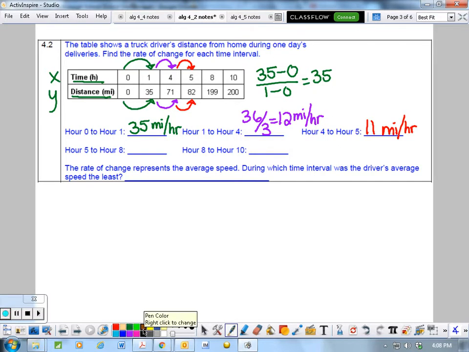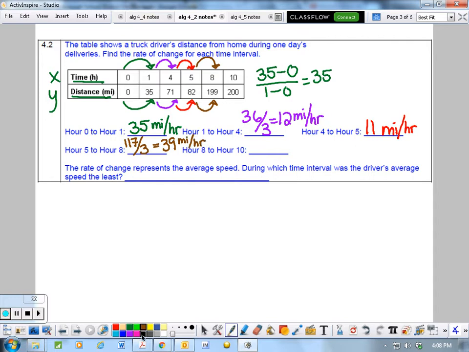Okay, from hour 5 to 8, so from 82 to 199, that's a change of about 117. And then from 5 to 8, that's a change of about 3 hours. So 117 divided by 3 gives us about 39 miles per hour.